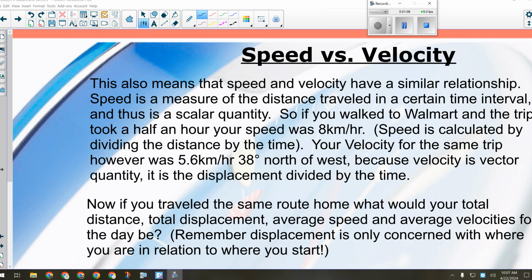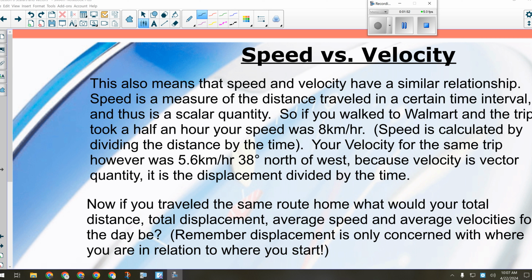But it gets even crazier when you turn around and go back. Because if you go back along the same path, when you get back, you have traveled a distance of 8 kilometers. And if it took you an hour, you walked at 8 kilometers per hour. But when you get back to your house, what was your displacement? 0. Because your displacement measures your change in position. If your initial position is your house, and your final position is your house, then your position hasn't changed no matter what you did in the interim.